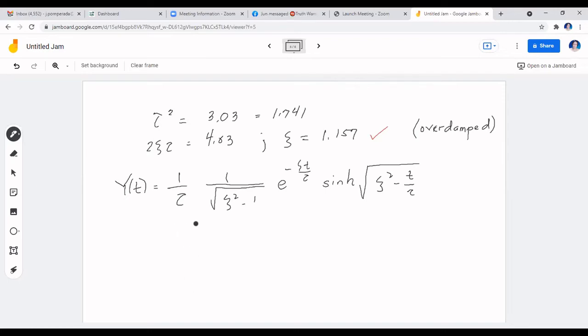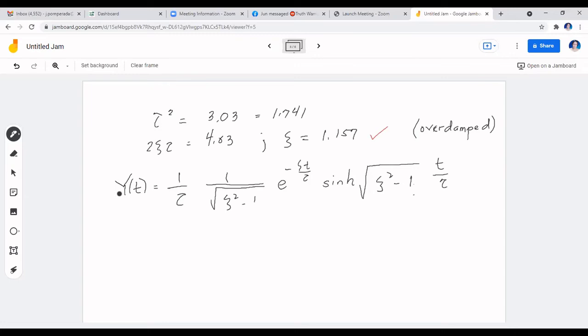So 1 over tau times 1 over the square root of zeta squared minus 1 e raised to negative zeta over tau t hyperbolic sine of zeta squared. Oh, so say I missed something. Zeta squared. So this should be zeta squared minus 1. So it should be minus 1. And the t over tau should not be included in the radical sign. So t over tau. Okay?